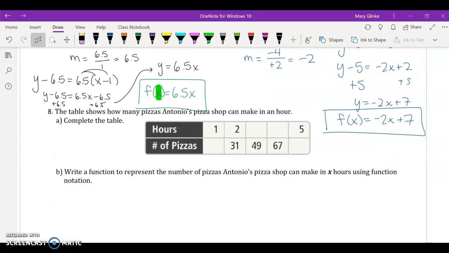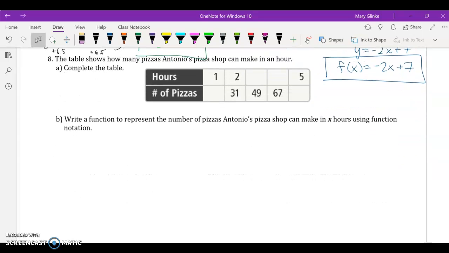Okay, so let's go ahead and take a look at number 8. We have this pizza shop. We want to fill out our table and write our function. So instead of rushing these word problems, I'm actually going to stop the video here, and then I'm going to record another video with just the word problems. So try it and then come back to that other video and then let me know if you do have any other questions.